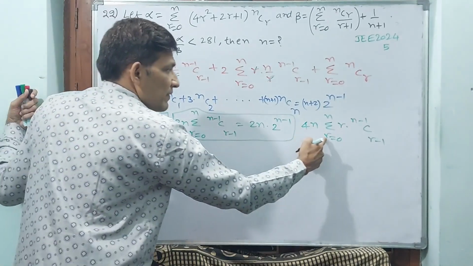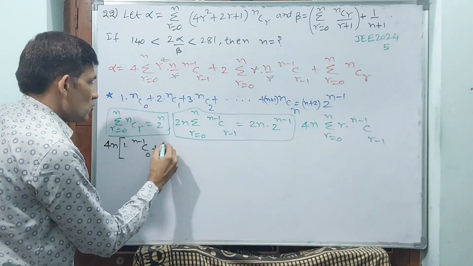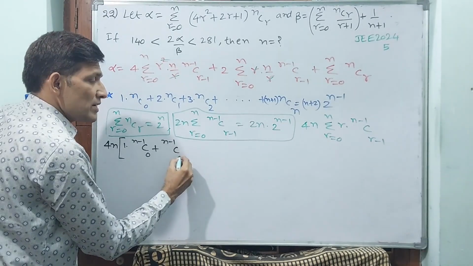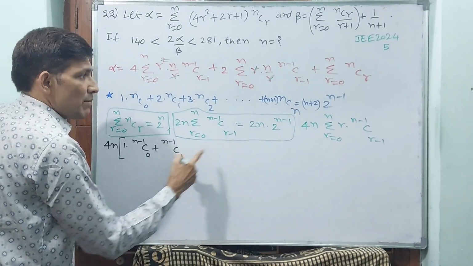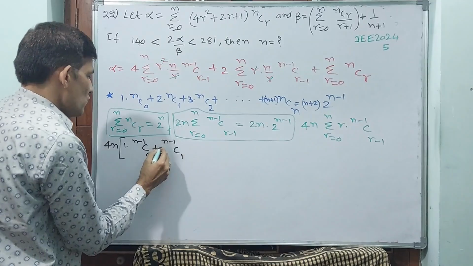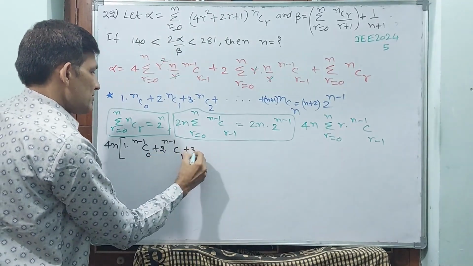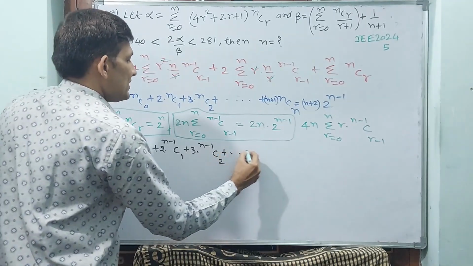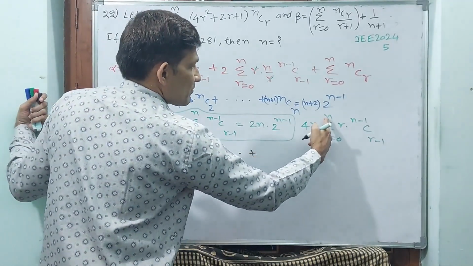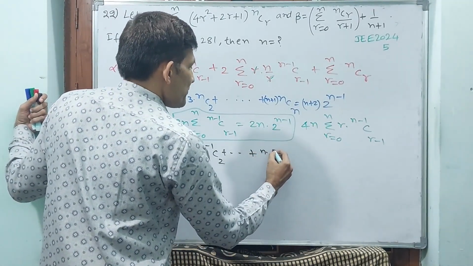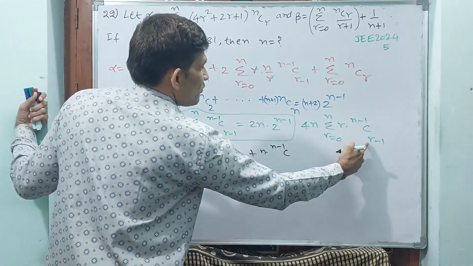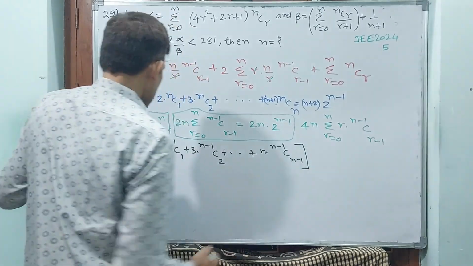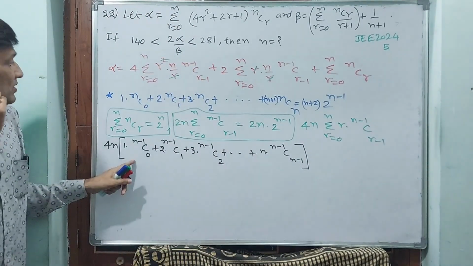Plus. Next if I give r 2, that means see n minus 1 is common, c r minus 2 is 2 minus 1 is 1, but here r is 2, that means see 2 into plus 3 into n minus 1 c 2 plus. Then what is the last term? Last term n you are giving, that means see n into n minus 1 c, if you give here n minus 1. Okay.